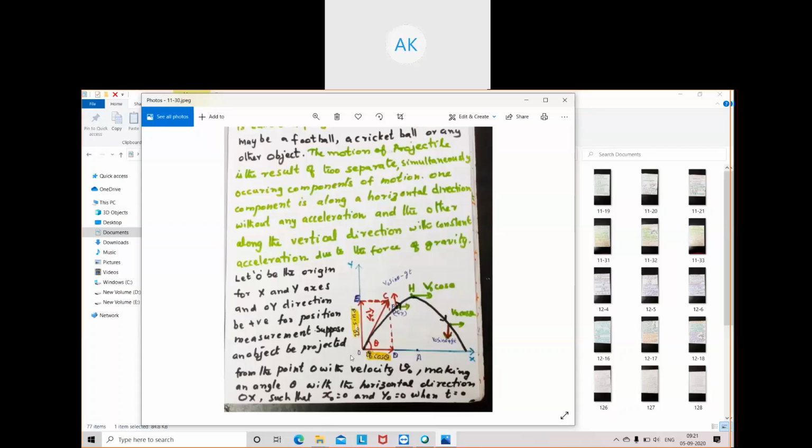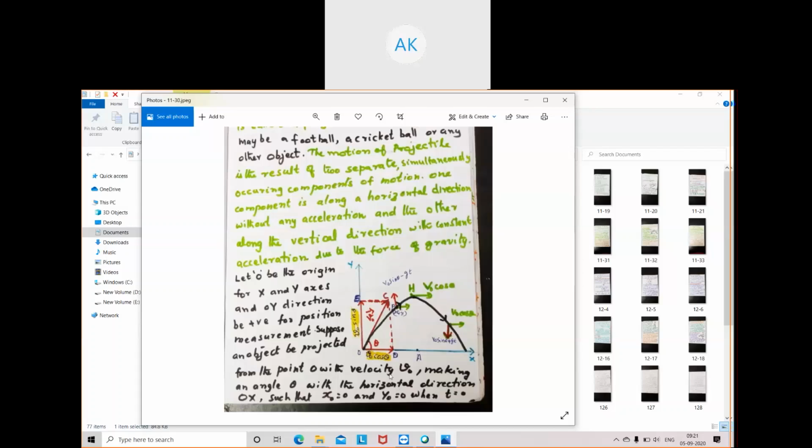When the body moves upwards, what happens to its velocity? Velocity decreases and becomes 0 at the highest point. And then velocity increases when it comes downwards. Understand? But here in projectile motion, we have to take both the x component and y component. So v0, the initial velocity, has two components, x component and y component.